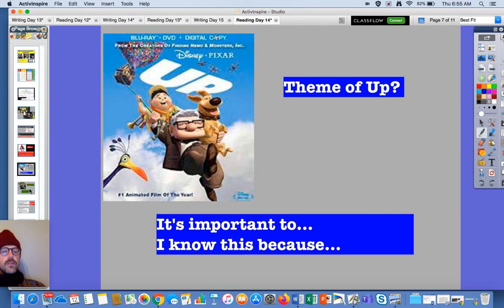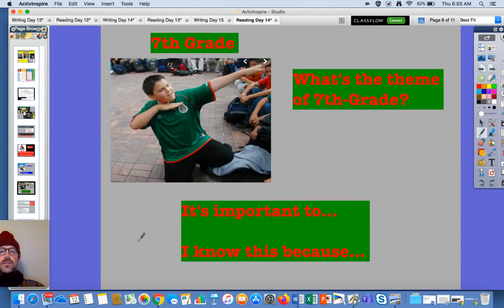Okay, we're going to practice this with one of my favorite stories, and the story is called Seventh Grade. And we're going to think about "it's important to." So what does this author, Gary Soto, teach us about life in this story? And then how do you know it? So you're going to be starting it off with "it's important to," and "I know because."